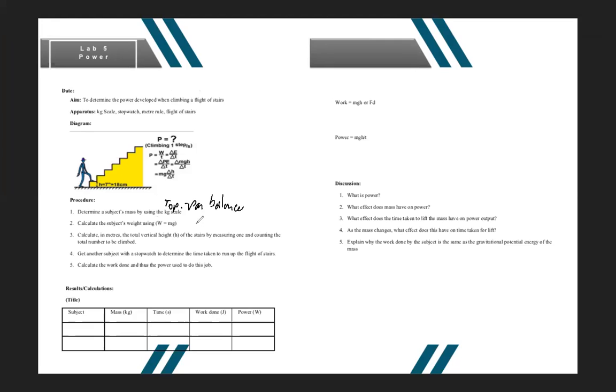Now the second part would be: a top pan balance was used to measure the mass of the subject, right? You can also state that. The second one would be the subject's weight was calculated by using that. So that is good. I am seeing that is good here.